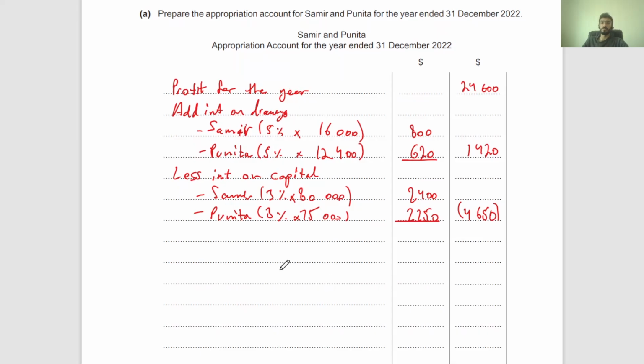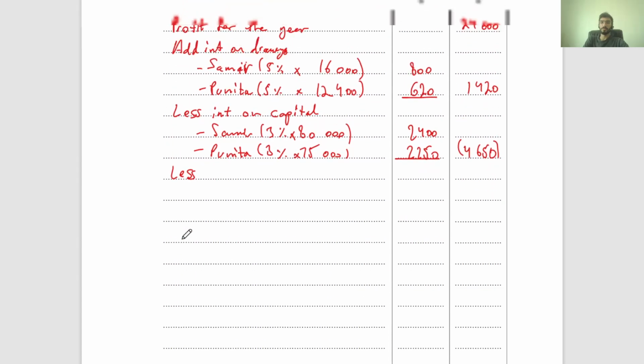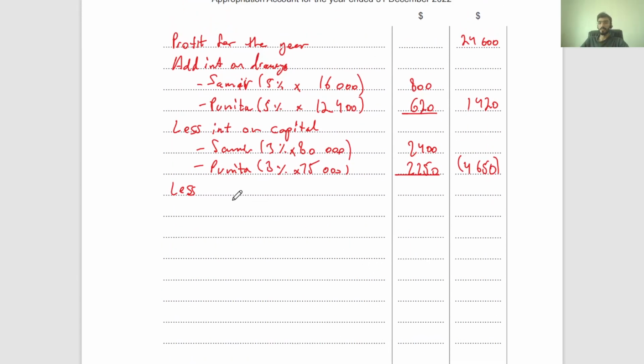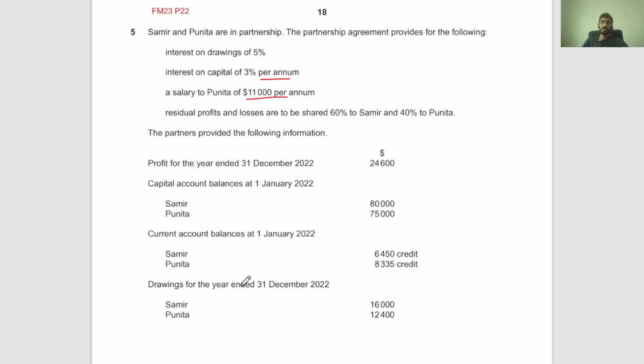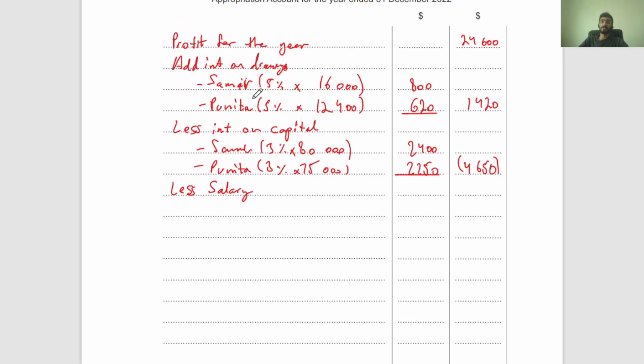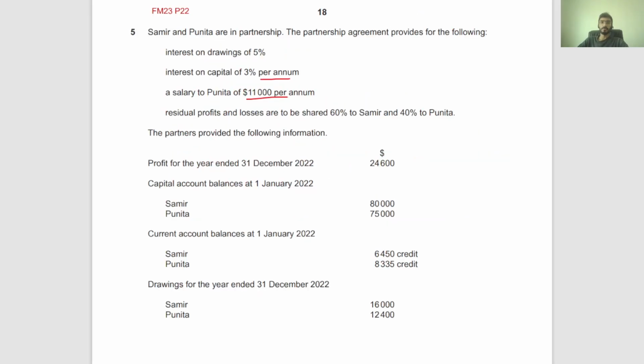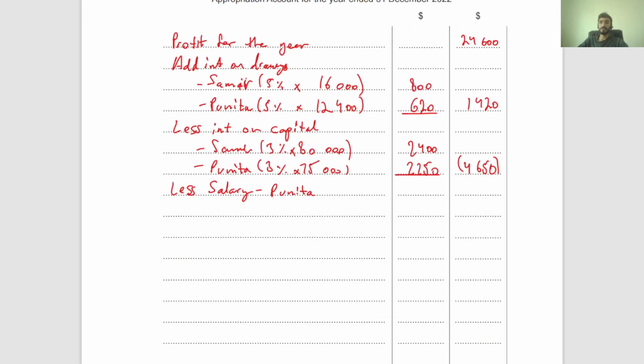We also need to deduct the salary. By the way, I could have left one line between, but I didn't. So you can. It doesn't matter. Not a big deal. Just your preference. You may leave a line in between. Profit for the year, leave a line. Add interest on drawings, leave a line. Less interest on capital, leave a line. Less salary. It's up to you. Salary, just Punita. It is 11,000 per annum.